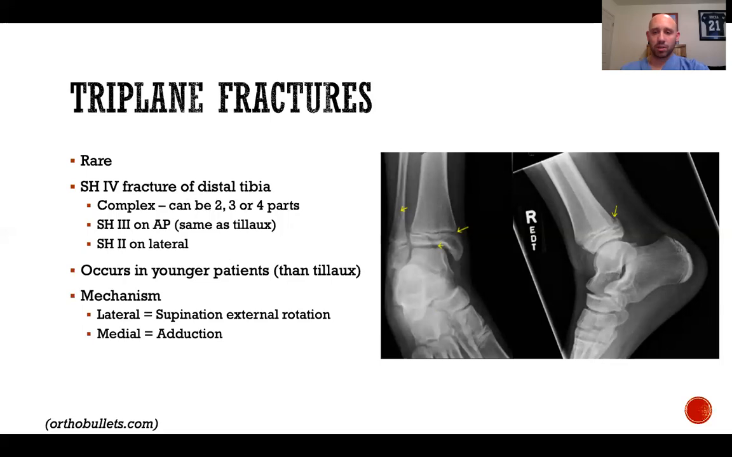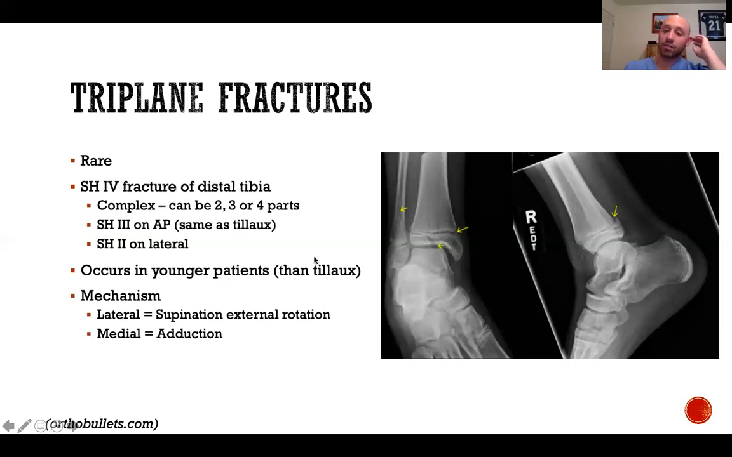But what's unique to these is it's going to have a Salter 3 on the AP and a Salter 2 on the lateral. So when you're looking on the AP, it's going to look very similar to a Tillaux, meaning that it has a fracture through the epiphysis. And then on the lateral, it's going to have a Salter 2, meaning it goes through the metaphysis. And because these fractures are within that plane, you can't see that Salter 2 on the AP, and conversely, you can't see the Salter 3 on the lateral.